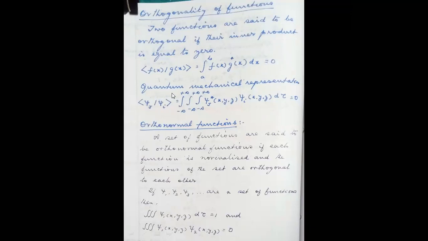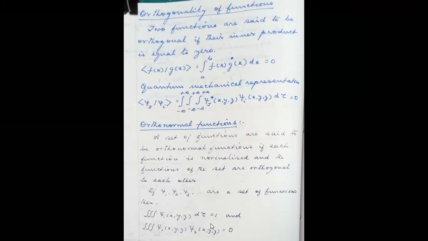Orthogonal function in three directions is integral minus infinity to plus infinity, integral minus infinity to plus infinity, integral minus infinity to plus infinity. They are in three different directions: x-axis, y-axis, and z-axis. So psi j of x, y, z, psi i of x, y, z, one is with the complex conjugate. Instead of dx, dy, dz, they are all put together as a small volume element d tau, which is equal to 0. This is quantum mechanical representation of orthogonality of functions in all three directions.